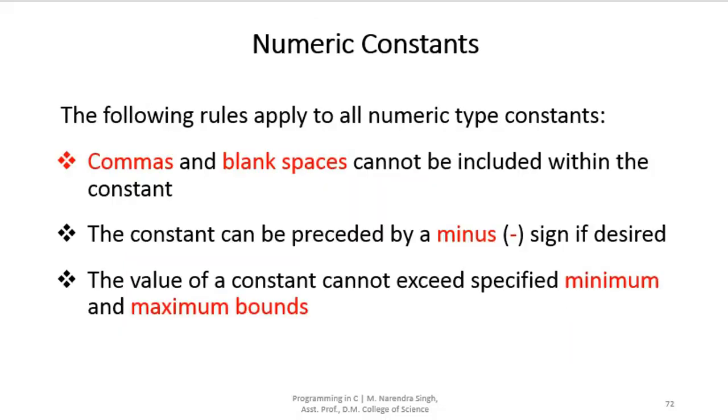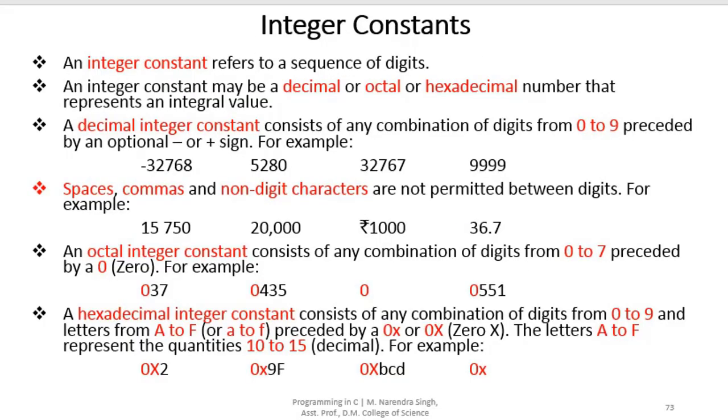The following rules apply to all numeric type constants. Commas and blank spaces cannot be included within the constant. The constant can be preceded by a minus sign if desired. The value of a constant cannot exceed specified minimum and maximum bounds, as it should be, because its data type, whether it be char, int, float or double, has a maximum value as well as a minimum value that can be stored in its data type. Now, what are integer constants?